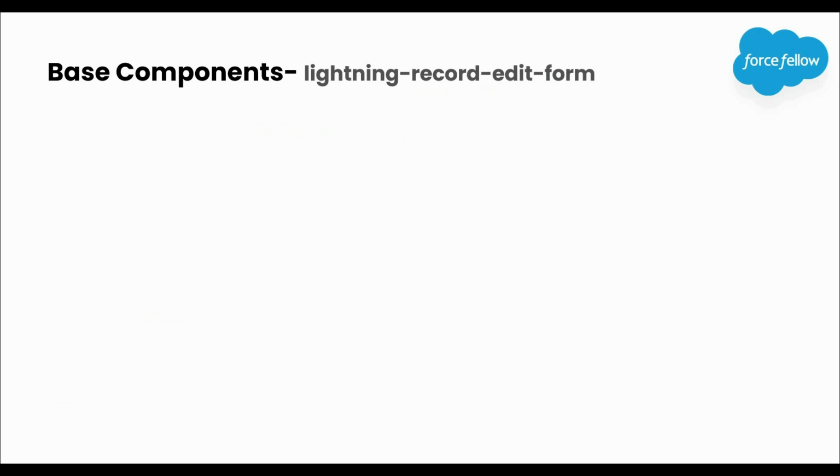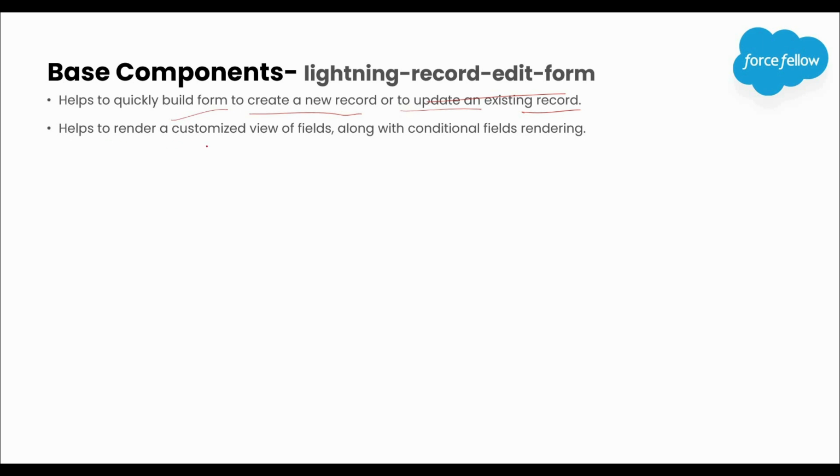Okay. Now let's move ahead and discuss the last base component, that is Lightning record edit form. So we can say Lightning record edit form can help us to quickly build a form to create a new record or to update an existing record. Also it helps us to render a customized view of fields along with conditional field rendering. In a nutshell, it's pretty much similar to record view form, but the main difference is that using record view form, we can only show data on UI, and with record edit form, we can create a new record or we can update an existing record. Now, let me show you a demo of record edit form.